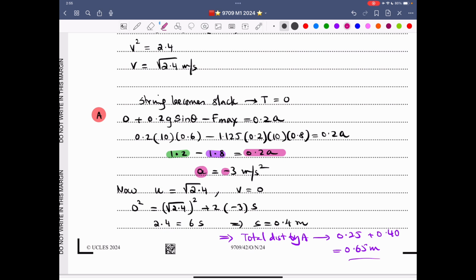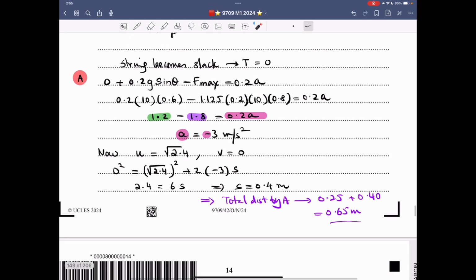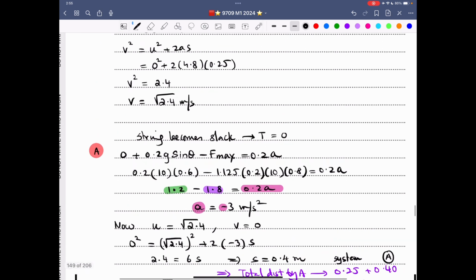It's slowing down. Now the final velocity from the previous part becomes the initial velocity. Final velocity has to be 0. Apply the equation, v square is u square plus 2as, and s comes out to be 0.4 meter. That's not the answer, because total distance is the distance moved as a system. And this was the distance A moved as a free particle. So the total distance comes out to be 0.65 meter.